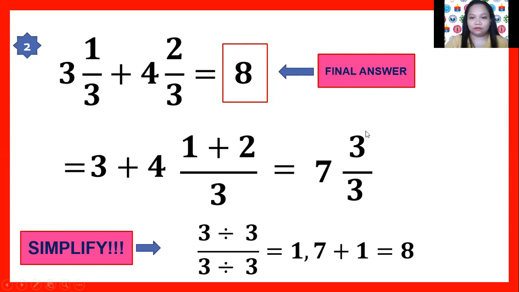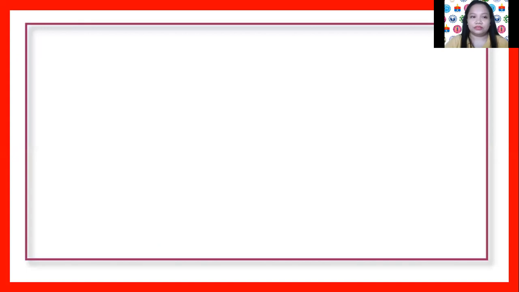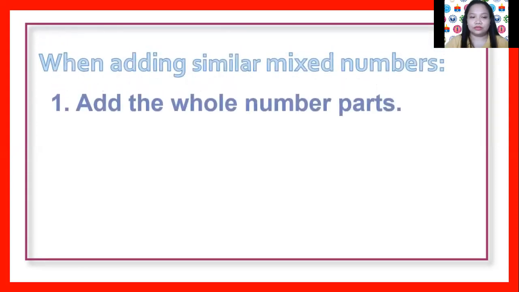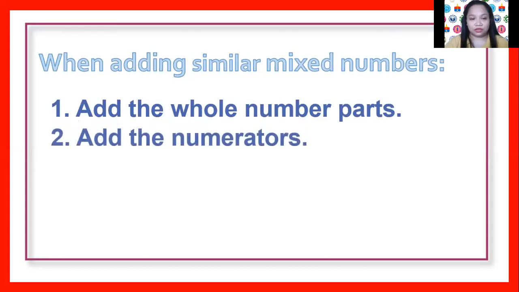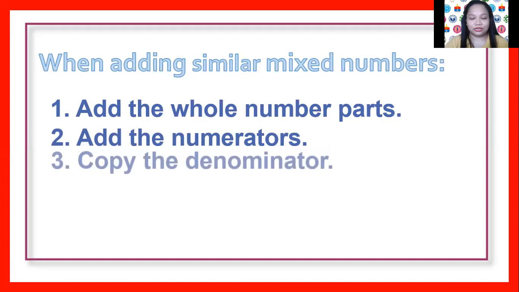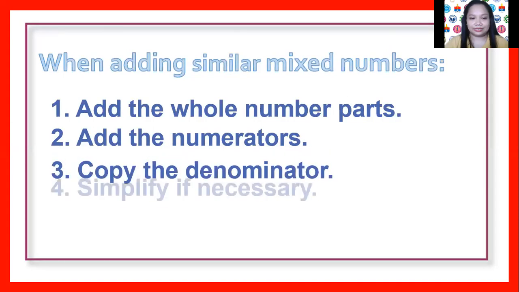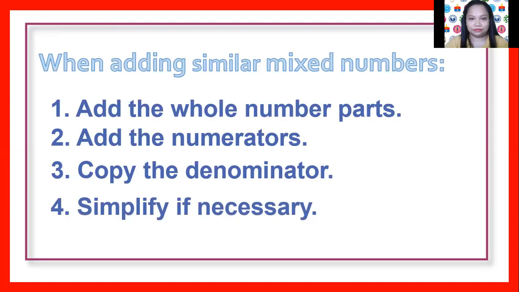Take note, when our fractional part becomes 1 whole, you are going to add it to our whole part. It is possible to have a whole number as our answer when we are working with mixed numbers. Let us continue. So that is how we add mixed numbers with similar fractions. Remember these rules. First, you add the whole number parts. Second, you add the numerators. Third, you copy the denominator. And lastly, you simplify if necessary.